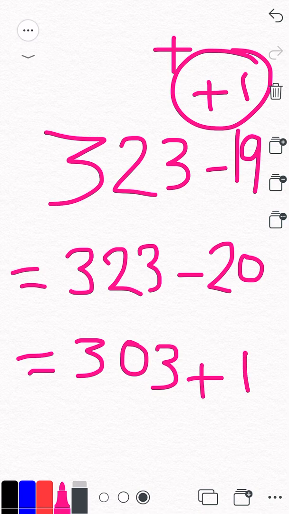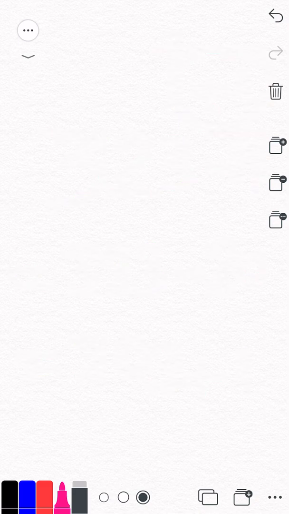In addition, we subtract, but in subtraction, we do the same calculation. If it's addition, we add. If it's subtraction, we subtract. Here is another example.